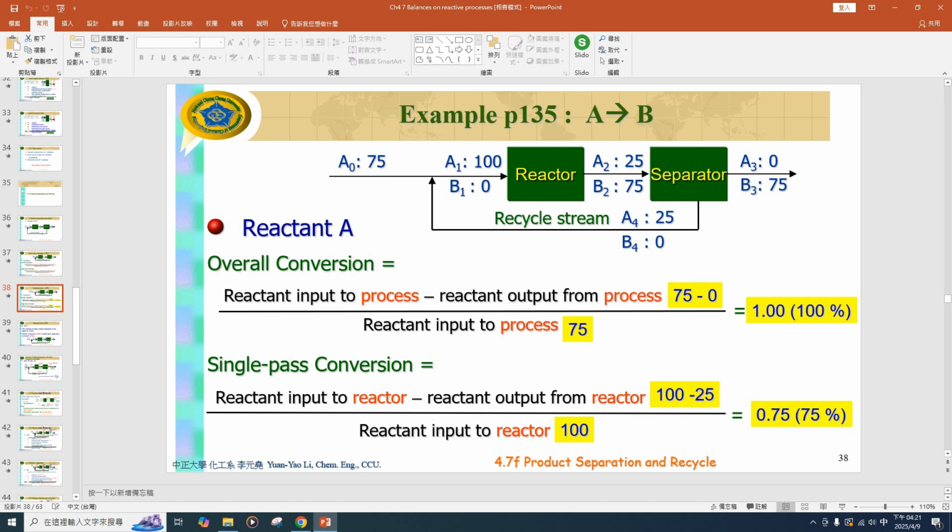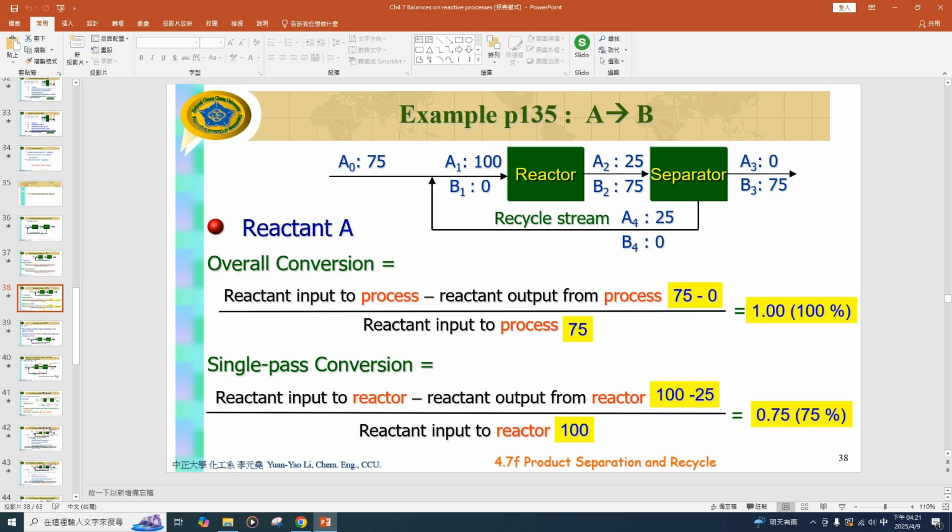Overall conversion is about the overall input and overall output. The definition is the reactant input to the process minus reactant output from the process, divided by the reactant input to the process. In the case of this process, you have 75 here, minus 0 here, divided by 75. So the conversion rate is 100%.